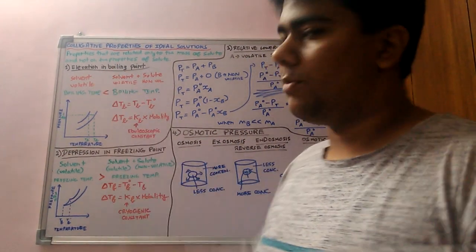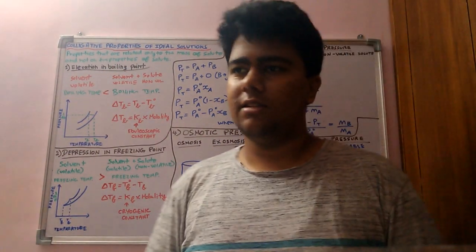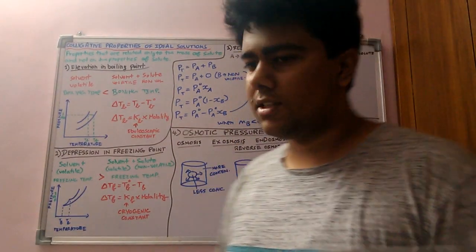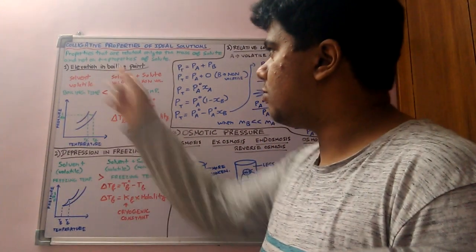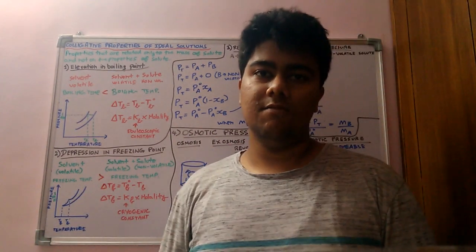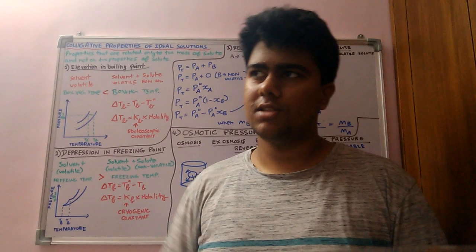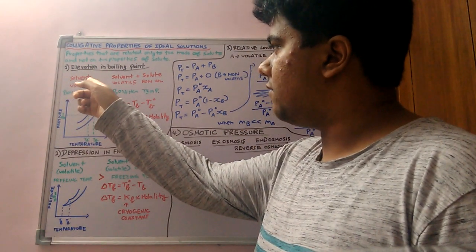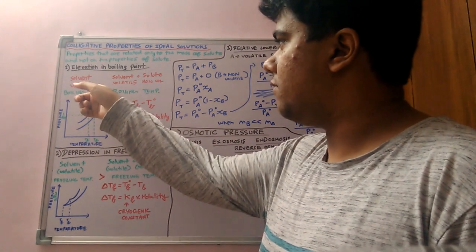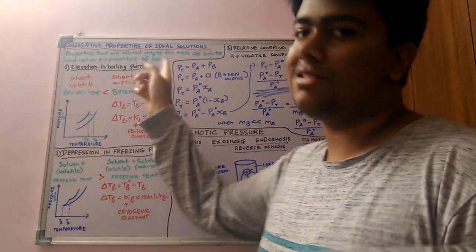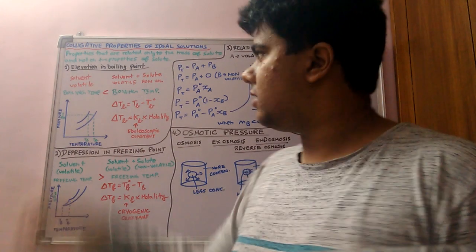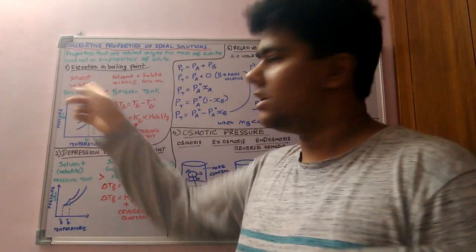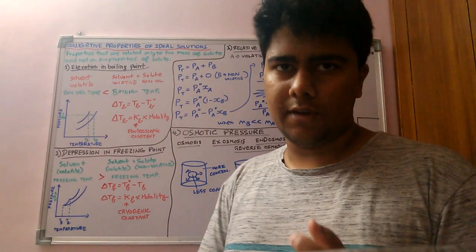The first property, or actually, there's no order in which the properties are arranged, but as far as we are concerned, the first property is elevation in boiling point. What does that mean? Let me tell you. So, here I have made a comparison: solvent, and solvent plus solute. Keep in mind that the solvent is volatile, the solute isn't. This is one case in which we only have the solvent.